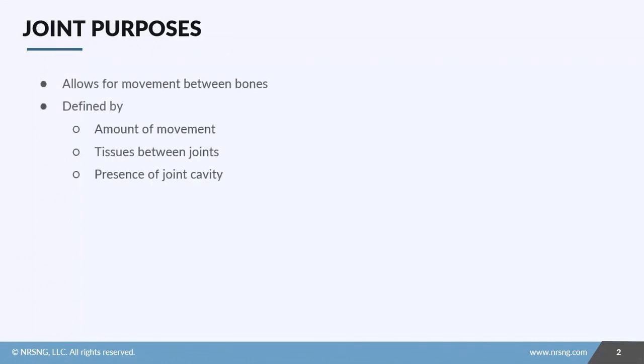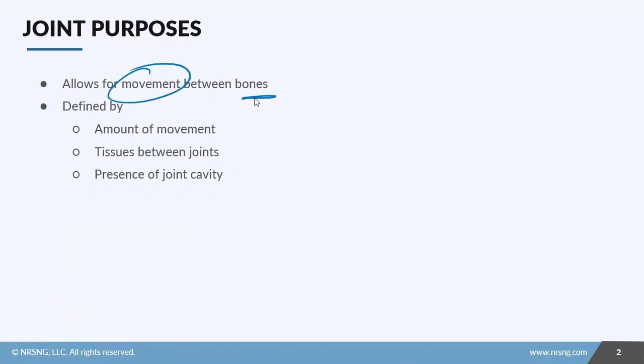In this lesson, we're going to talk about joints and their structure and function. So with any good A&P lesson, you should start with the function and the structure of the joint, but we also need to figure out what the purpose of a joint is. So the main purpose for joints is that they're going to allow for movement between bones.